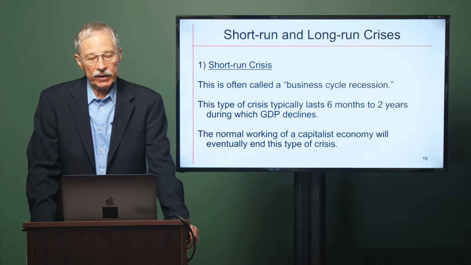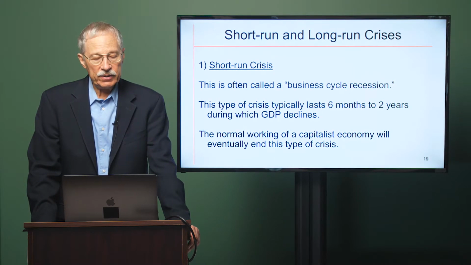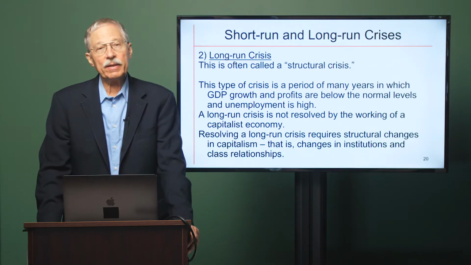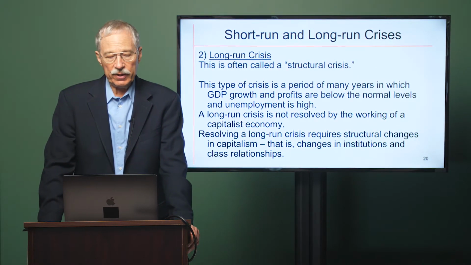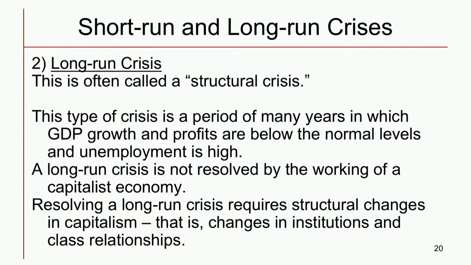The normal working of a capitalist economy will eventually end this type of crisis. The second type of crisis is known as a long-run crisis, sometimes called a structural crisis. This type of crisis is a period of many years in which the growth of total output, GDP, and profits are below the normal levels, and unemployment is high over the longer run. A long-run crisis is not resolved by the working of a capitalist economy.